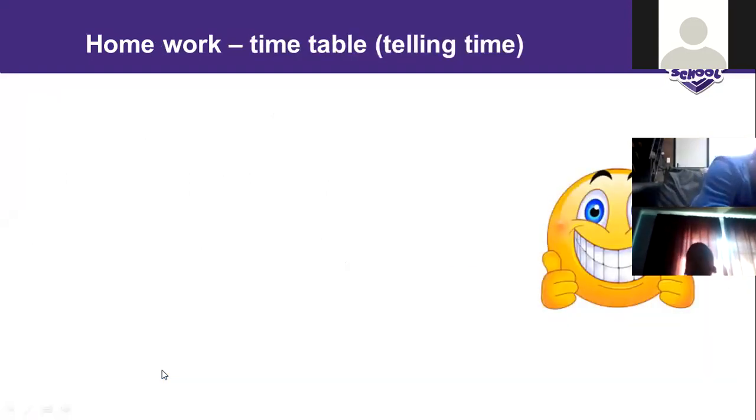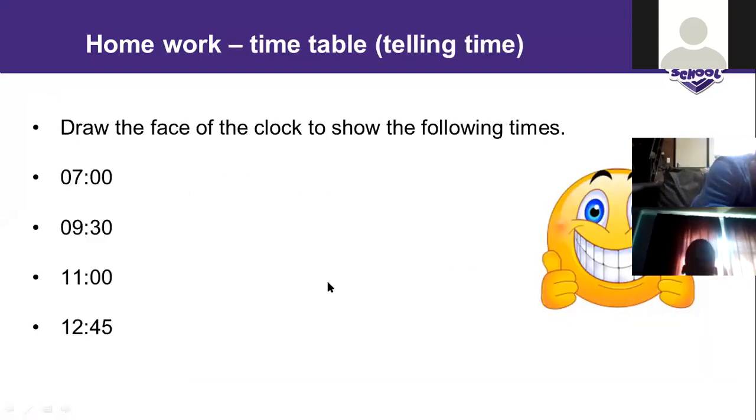And the second one that we are going to do, I want you to draw a face of the clock showing me the long arm and the small arm, and represent 7 o'clock, represent 9:30, represent 11 o'clock, and represent 12:45.